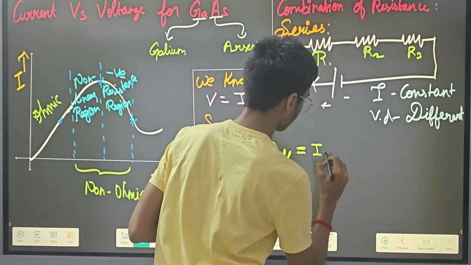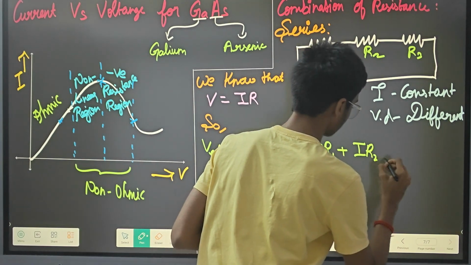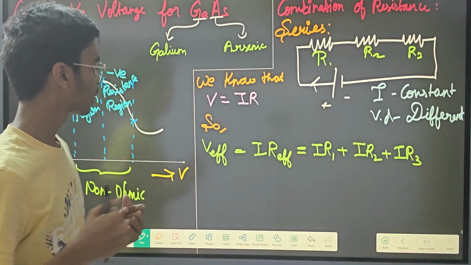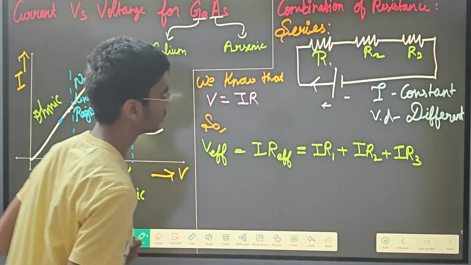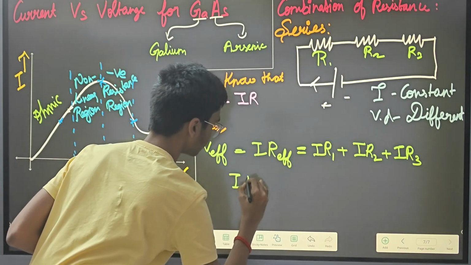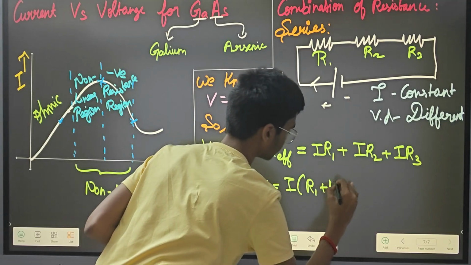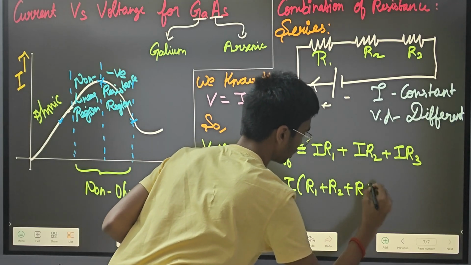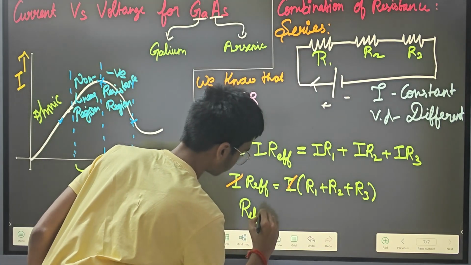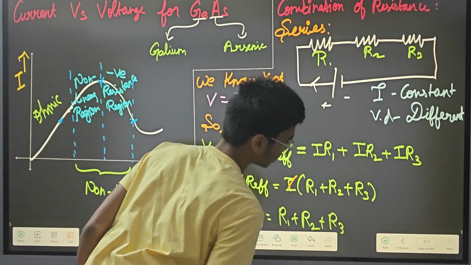Which is equal to IR1 plus IR2 plus IR3. From this I can take I as common, since I is constant. So I effective is equal to I into R1 plus R2 plus R3. So this and this can be cancelled out. At last, R effective is equal to R1 plus R2 plus R3.